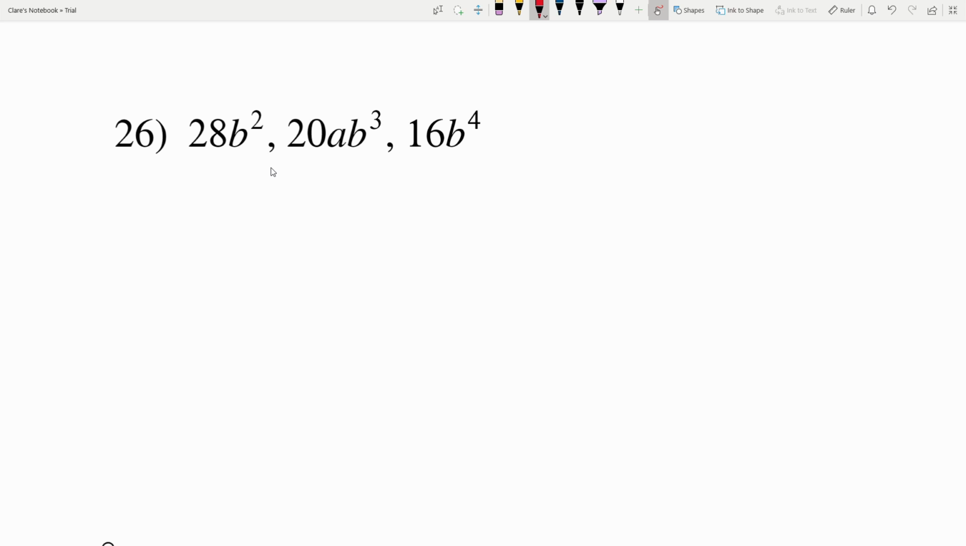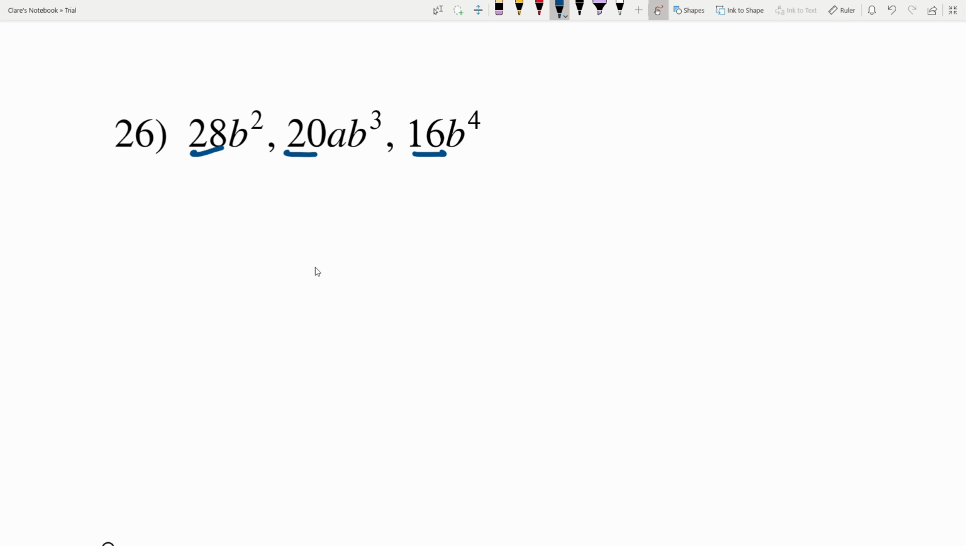In number 26, we have 28, 20, and 16. So we're going to have to try to find the least common multiple of all three of these numbers, which is going to be the trickiest one yet. 28, 20, and 16. What number do all three of those coefficients divide? Now 20 is that larger number, so let's start with that.